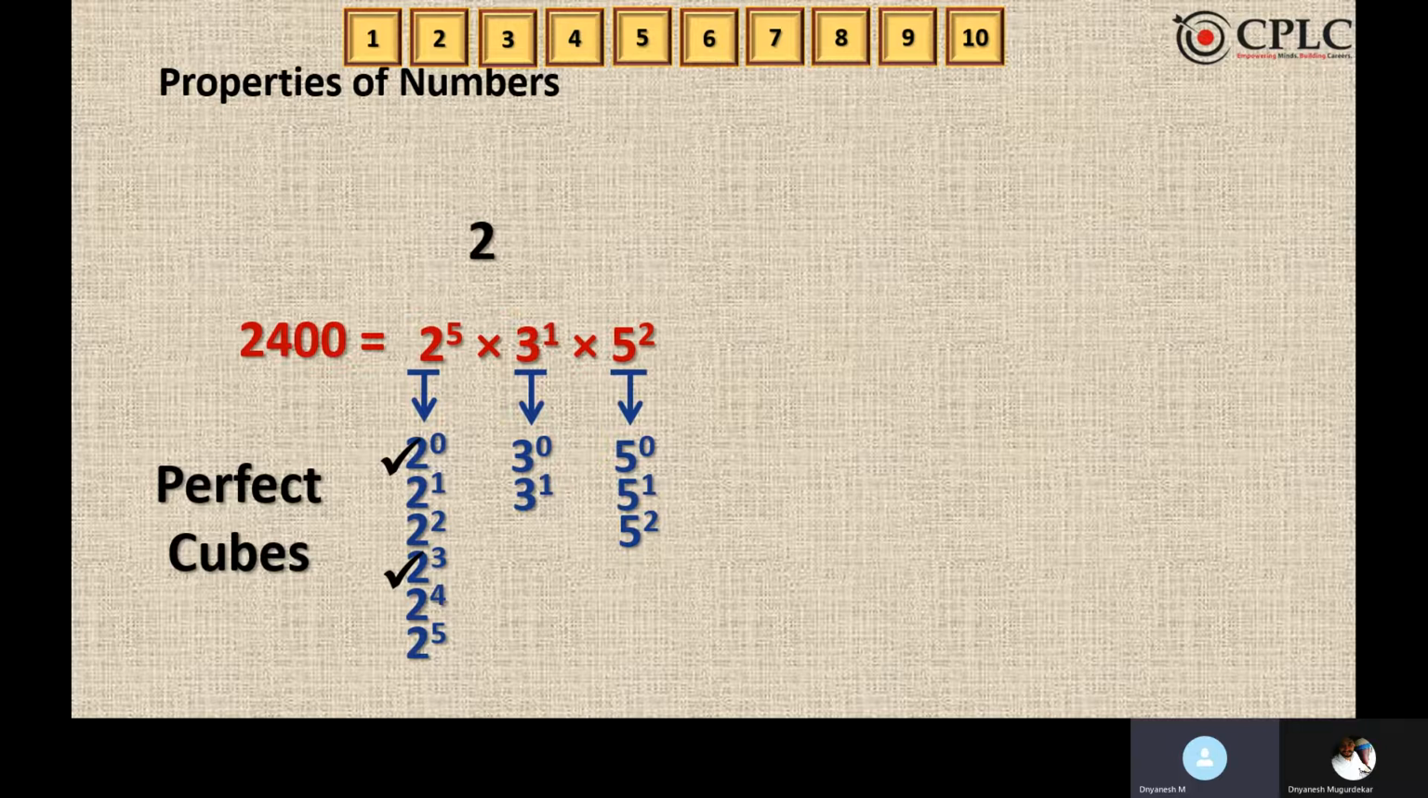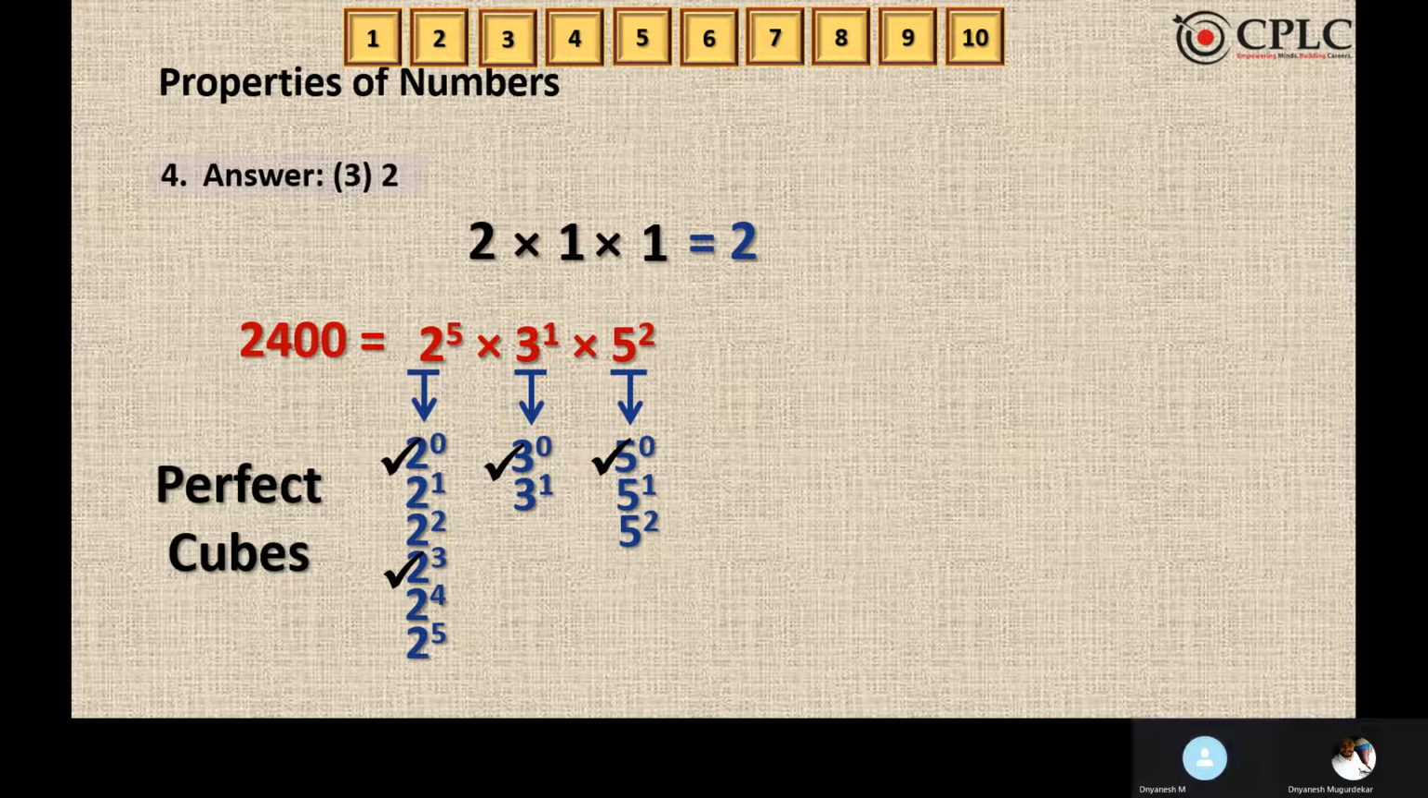And that gives you a refined range now for finding out the perfect cube factors. That is the zeroth power along with multiples of 3 powers. So from the first set, you get two possibilities, 2 raised to 0 and 2 raised to 3. From the second one, just one possibility, 3 raised to 0. And from the next one, another possibility, 5 raised to 0. So 2 into 1 into 1, that is a total of 2 factors that are perfect cubes out of the 36 factors of 2400. So the answer for that is option 3.